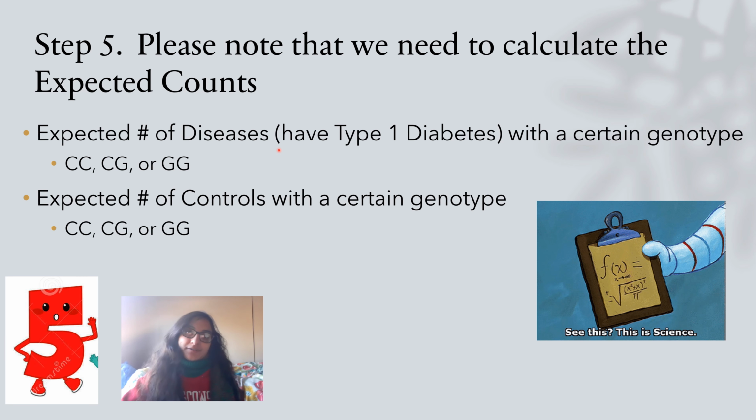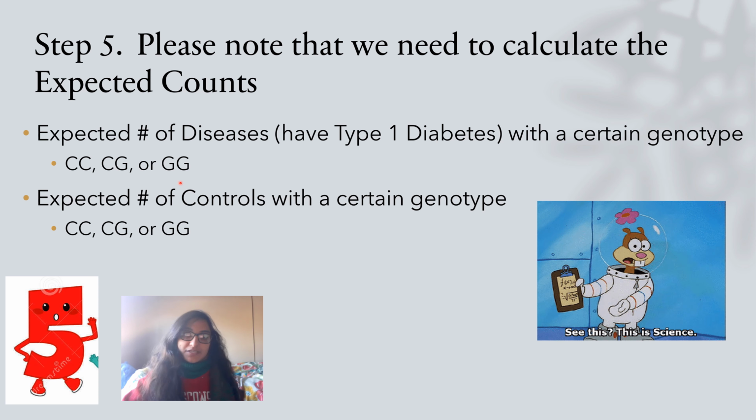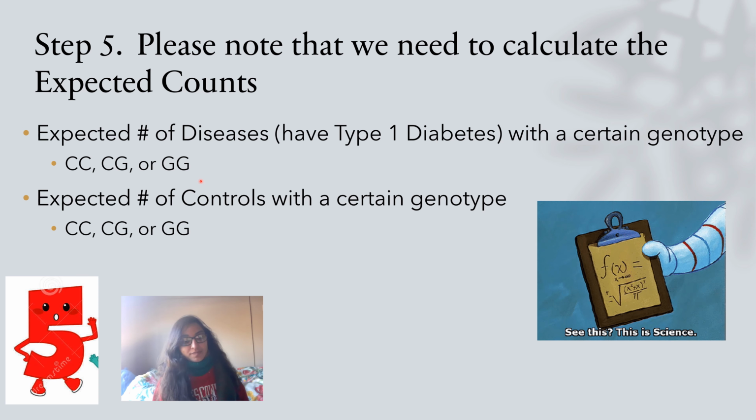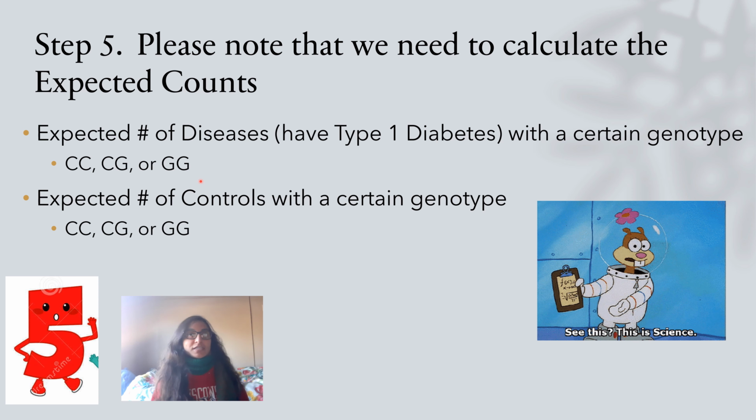Then what we're going to do is find the expected counts, so the expected number of diseases with a certain genotype, CC, CG, or GG. We're going to use the information on the number of people in the disease group, the number of people in the control group, and the number of people in our population with each of those genotypes. We're going to figure out how many diseases we expect for a certain genotype, and how many controls we expect for a certain genotype.